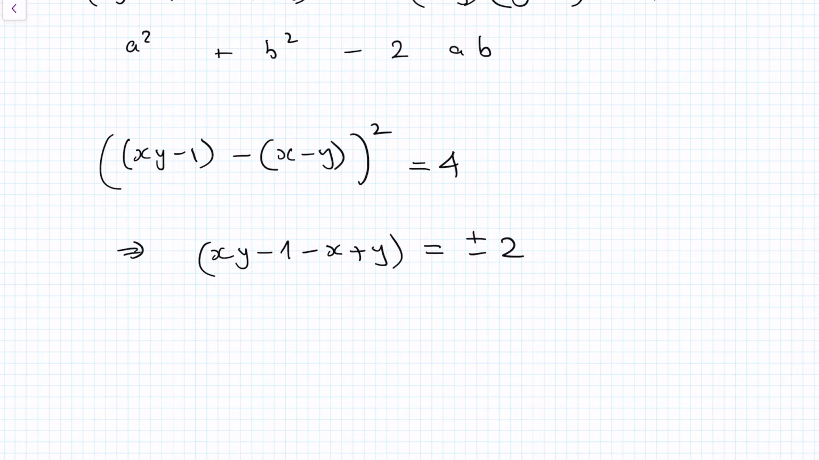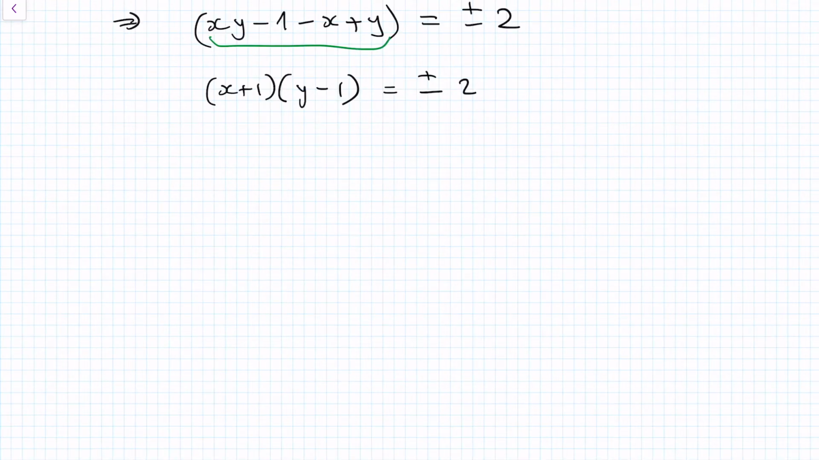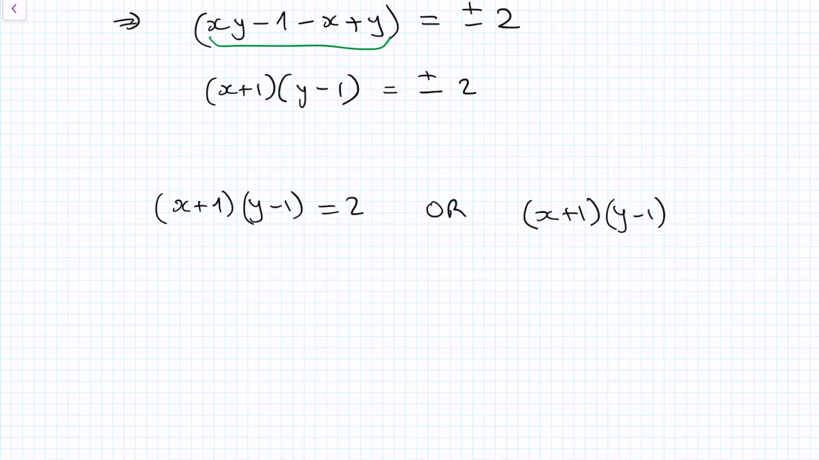Okay, and again, if you notice, we can factorize this. We can factorize it as x plus 1 into y minus 1. That will give us the same thing, wouldn't it? So that would be minus x plus y, that's right, okay, is equal to plus minus 2. So, in other words, what we have is x plus 1, y minus 1 is equal to 2, or x plus 1, y minus 1 is equal to minus 2, yeah.